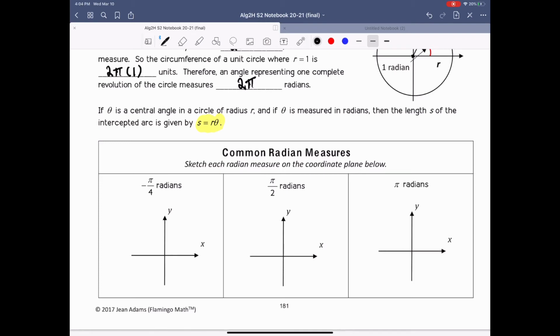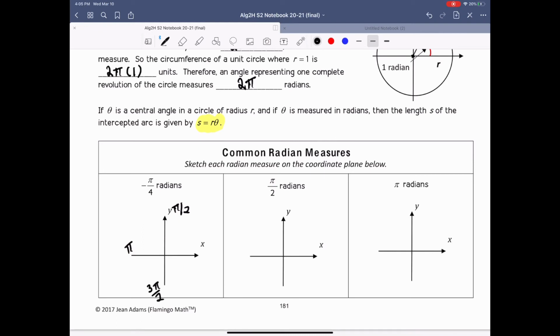So if I know that a full rotation around a circle is 2 pi radians, then a half rotation around the circle will have to be 1 pi radians. Furthermore, a quarter of a rotation will have to be pi over 2 radians. And if we continue this trend where each quarter circle is pi over 2, that means that this 3/4 rotation is going to be 3 pi over 2.